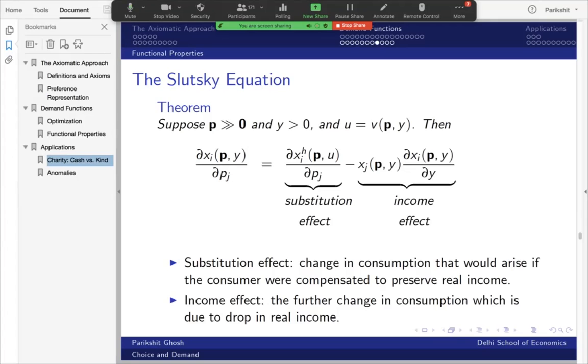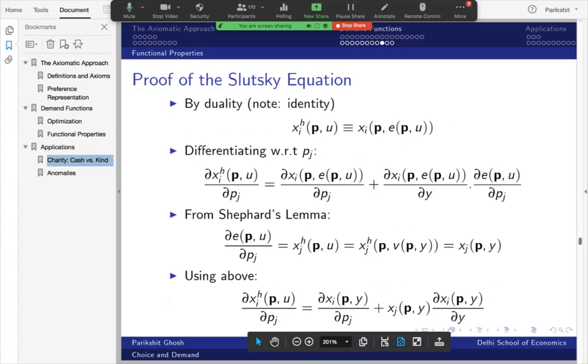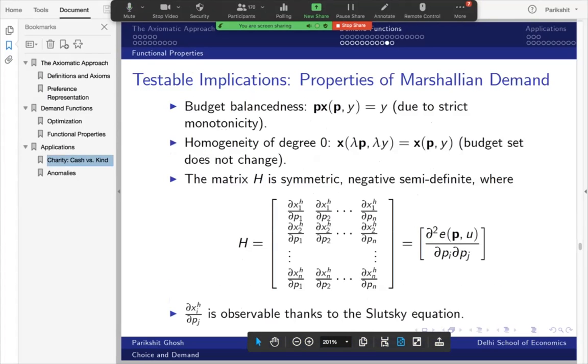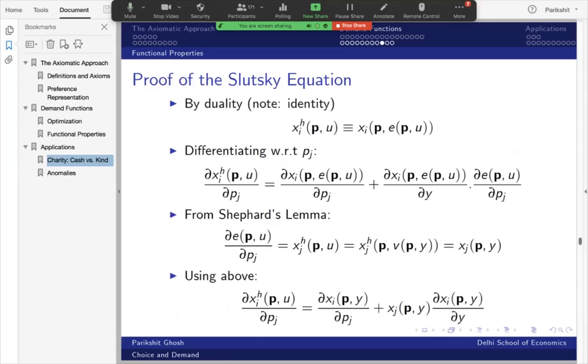So one of the implications is that the slope of the Marshallian demand function plus this term, which is the income effect of a price change, that sum has to be negative for every good. Yes. Now, if your question is where is this coming from? Why do we say that this Hessian matrix is symmetric, negative, semi-definite? Well, let me trace back the argument.